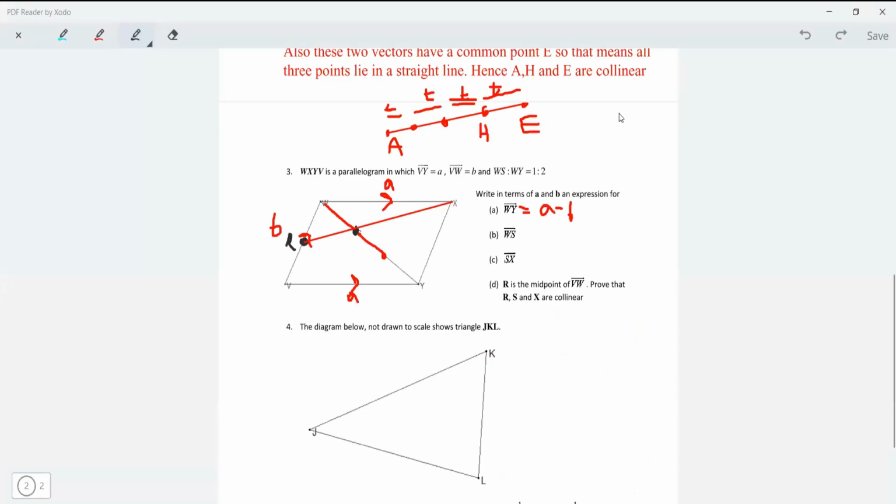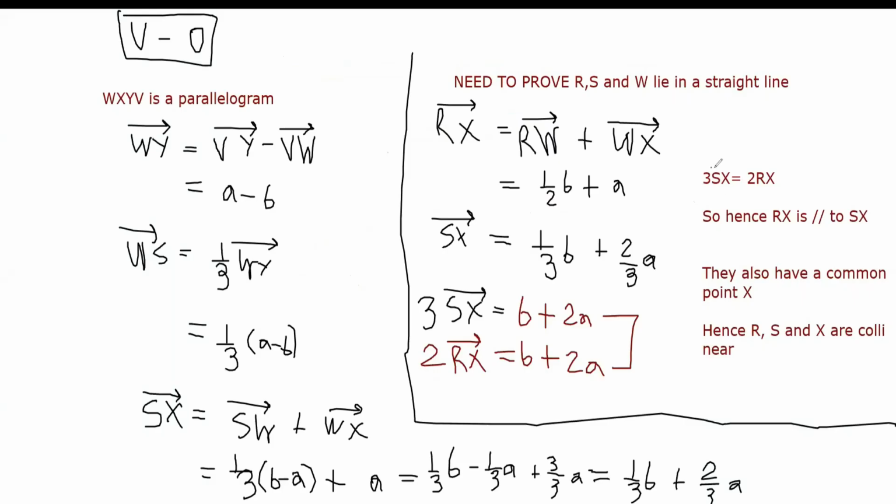So yes, they're collinear. And as we just proved, it's collinear because one, SX is parallel to RX, and two, they have a common point X. So hence R, S, and X are collinear.